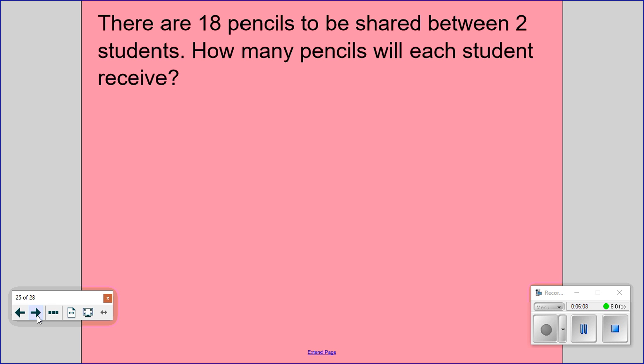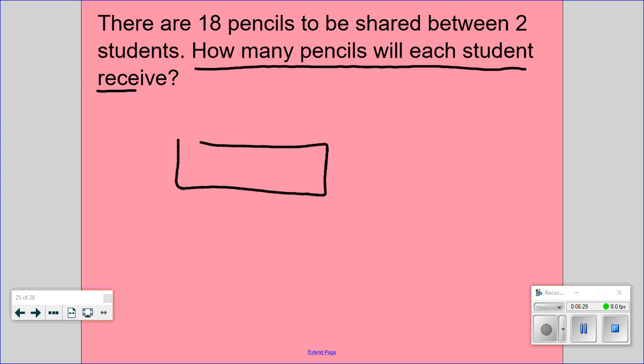So I hope you looked very closely at that question portion of our word problem. It says how many pencils will each student receive? So we are counting pencils. You probably have a sentence something like, each student will receive blank pencils, or some version of that. So we know we're counting pencils. We're going to go ahead and draw our bar model.